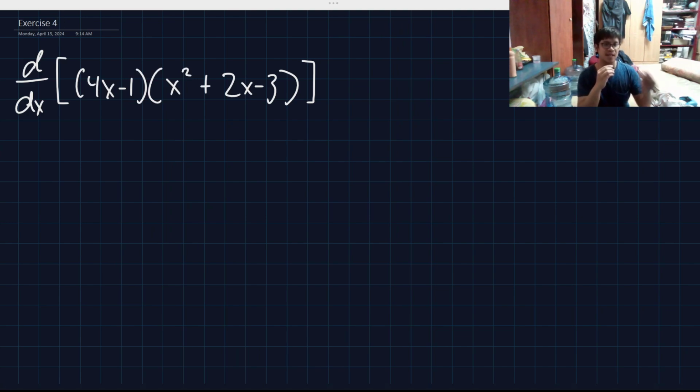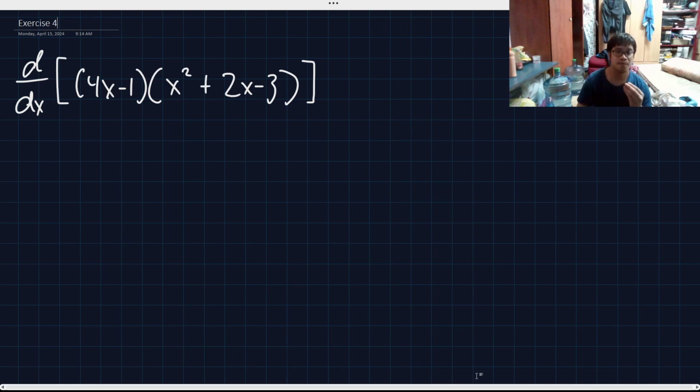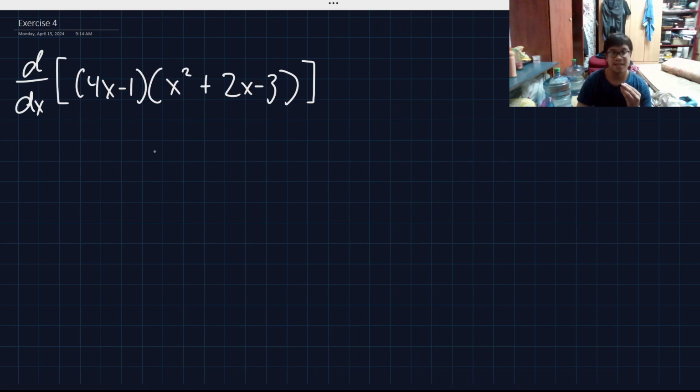In the last video, calculus derivative part 3, I said that we can still get the derivative of this problem, which is 4x minus 1 times x squared plus 2x minus 3, without the use of the product rule of differentiation. So we can get the derivative of this problem by expanding first, then getting the derivative. Basically, we're going to expand this one.